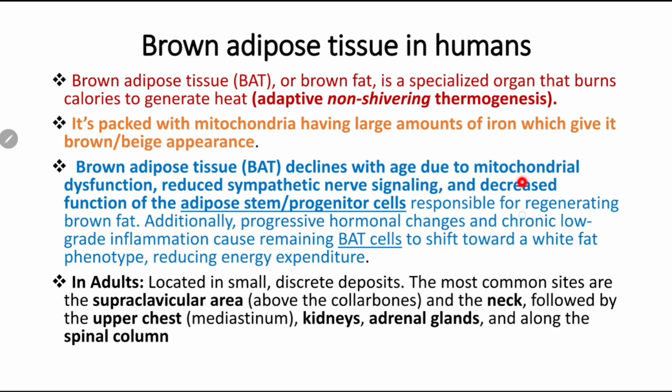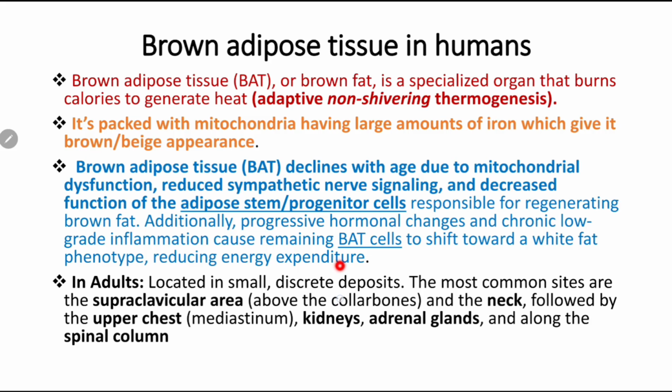That declines with age because of all of these factors which are associated with aging, like mitochondrial dysfunction, reduced sympathetic nerve signaling, decreased function of adipose stem cells or progenitor cells. All of these are seen normally in aging, and these are responsible. Additionally, progressive hormonal changes and lowering of sex hormone levels as you age. And there is also chronic low-grade inflammation associated with aging that causes remaining brown adipose tissue cells to shift towards a white phenotype, reducing energy expenditure.